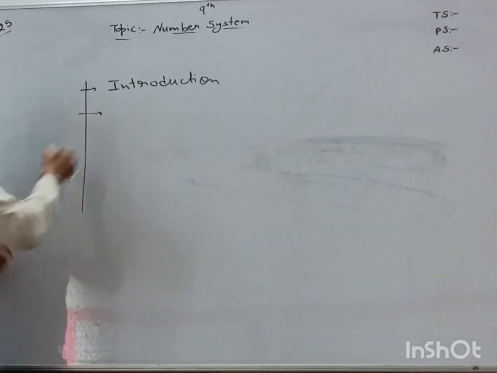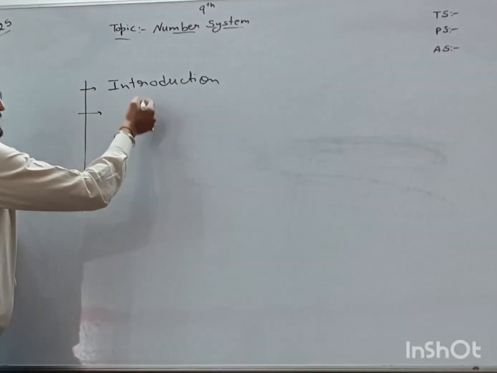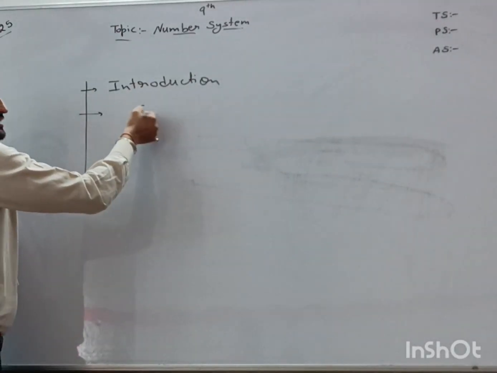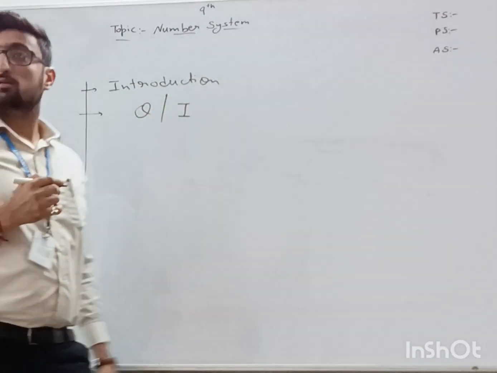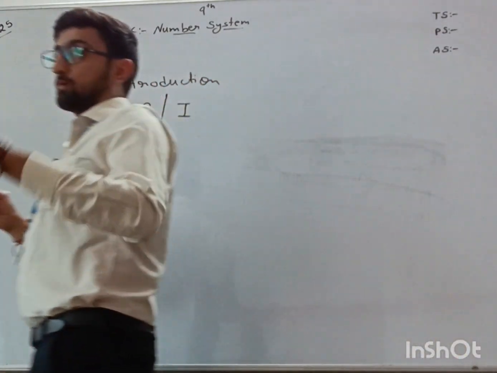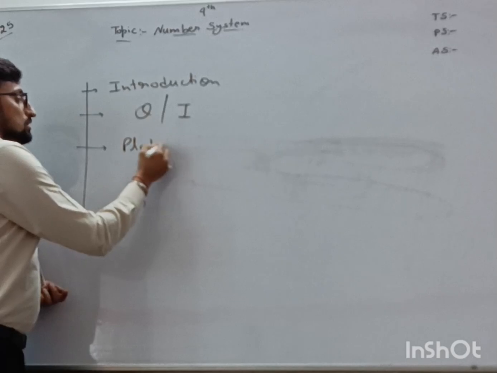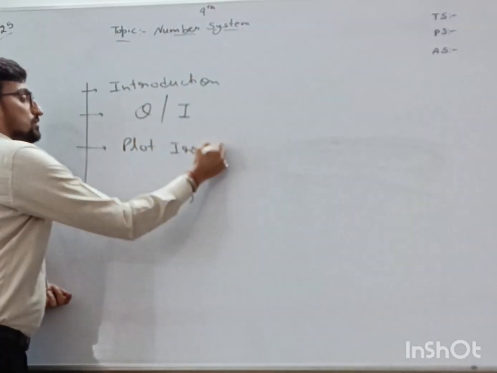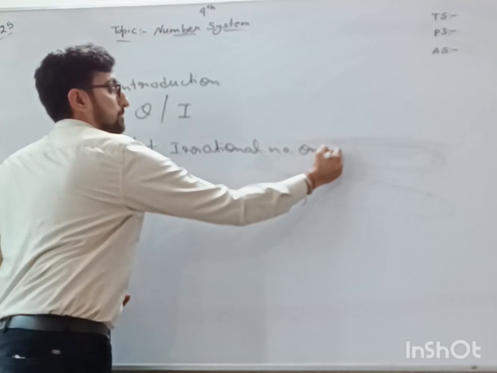Then we are going to cover what are rational and irrational numbers. Rational numbers are denoted by Q, irrational number denoted by I. Then we are going to cover the next topic which we are going to cover is how to plot irrational number on number line.